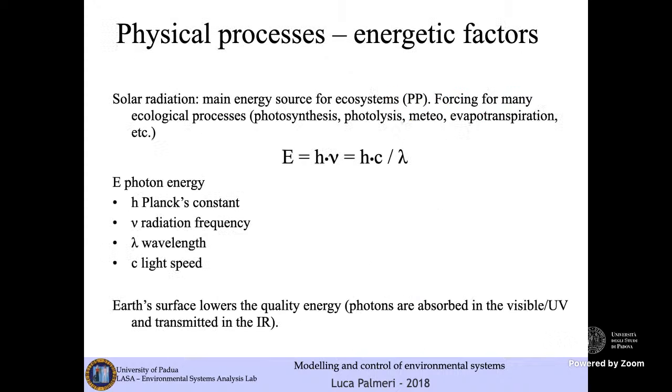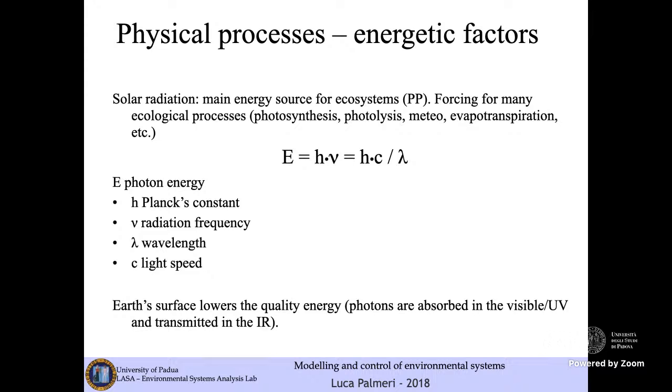Now, the physical processes. In order to conclude the discussion about physical processes, we need to discuss a little bit more on energetical factors. I remind you that all the energy that drives transformation in ecosystems on the surface of our planet is based on solar energy. So solar radiation is the main energy source for ecosystems' primary production, forcing for many ecological processes like photosynthesis, photolysis, and meteorological processes, but also evapotranspiration and so on.